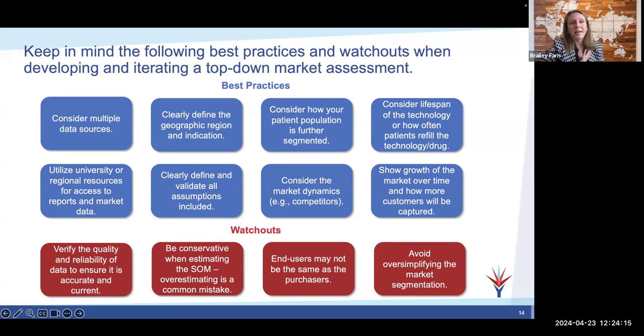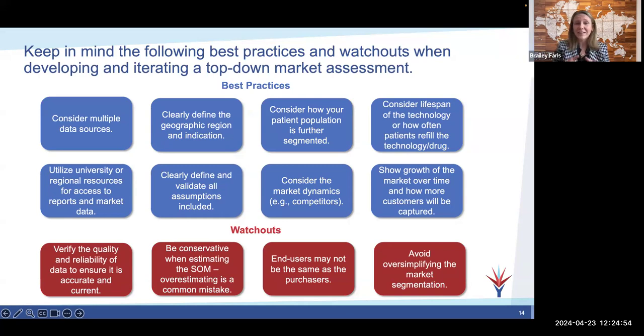For watchouts, again, it's critical to verify the quality and the reliability of the data to ensure it is accurate and current. You won't want to use a market research report published from 5 years ago because that patient population data, for example, may not be up to date. You also won't want to consider a list of competitors from even 2 years ago because there are constantly new therapeutics and medical innovations entering the market that will continue to take portions of the market share that you are then trying to capture. So again, it's very important to consider multiple data sources when you're developing this top-down market assessment.